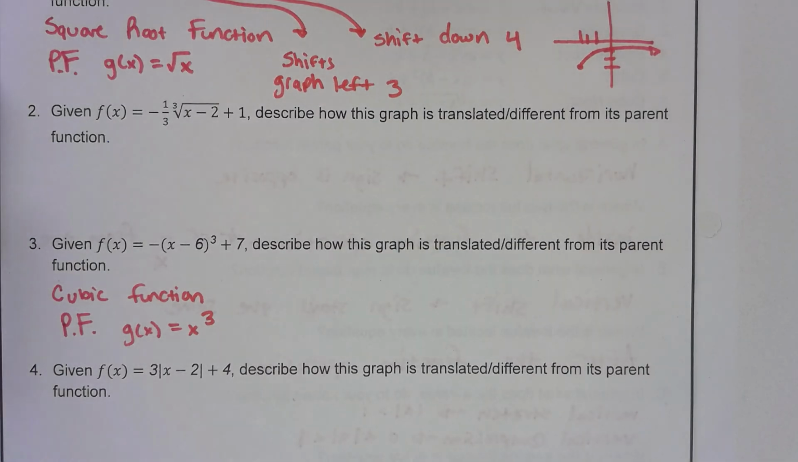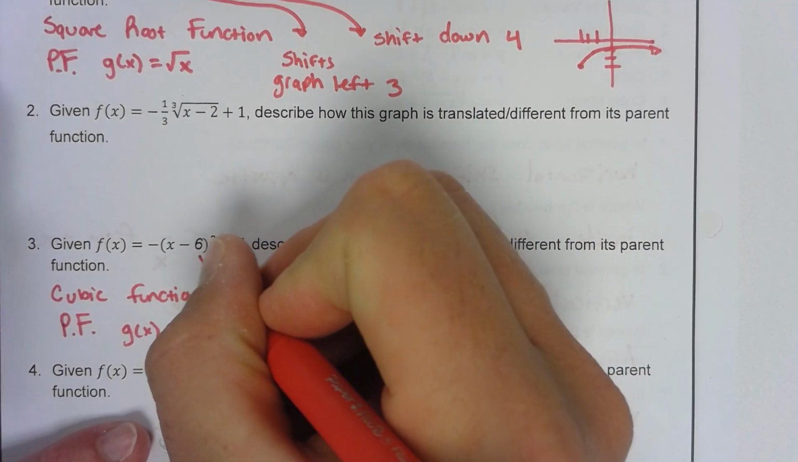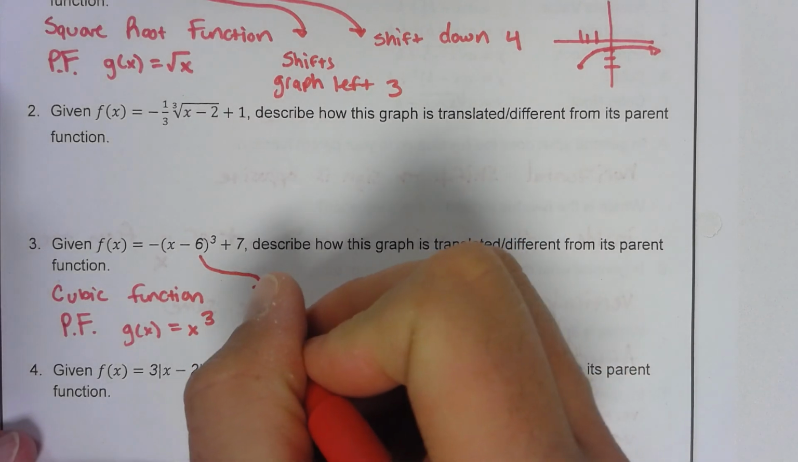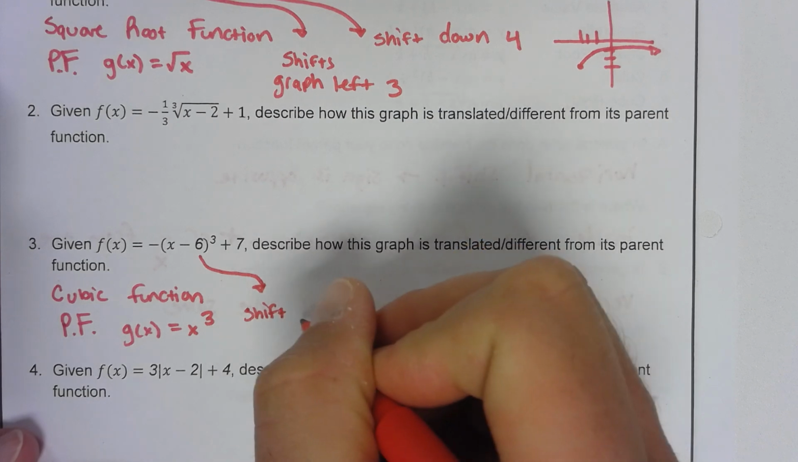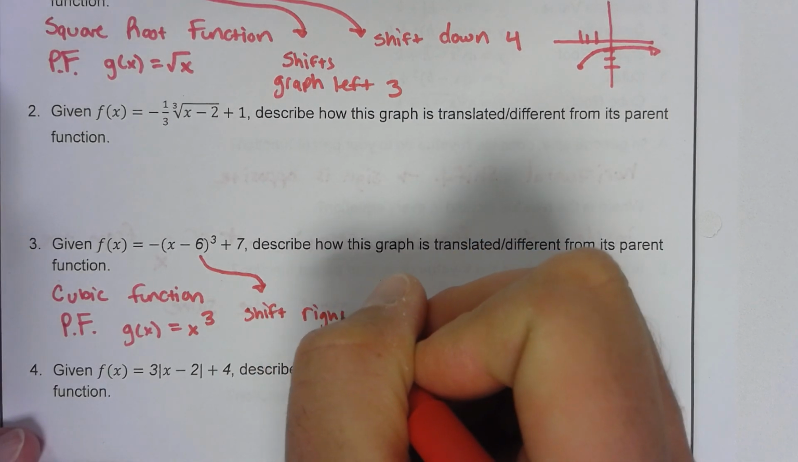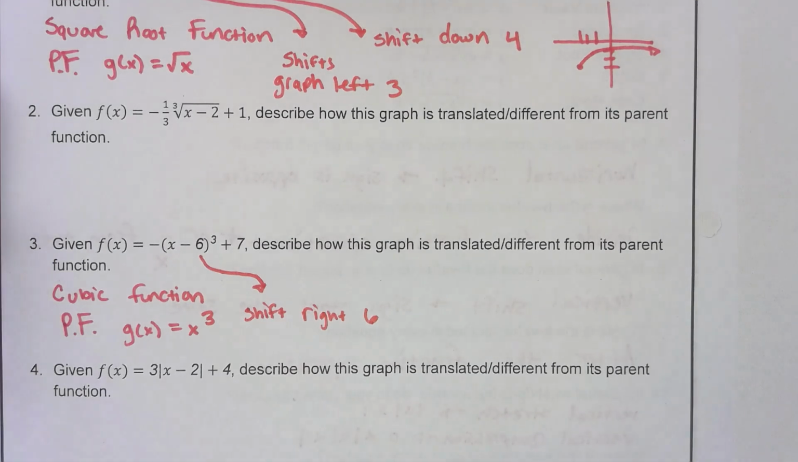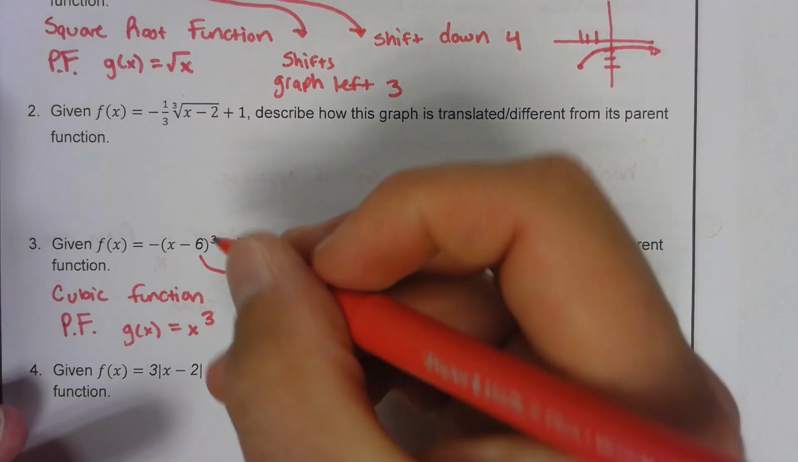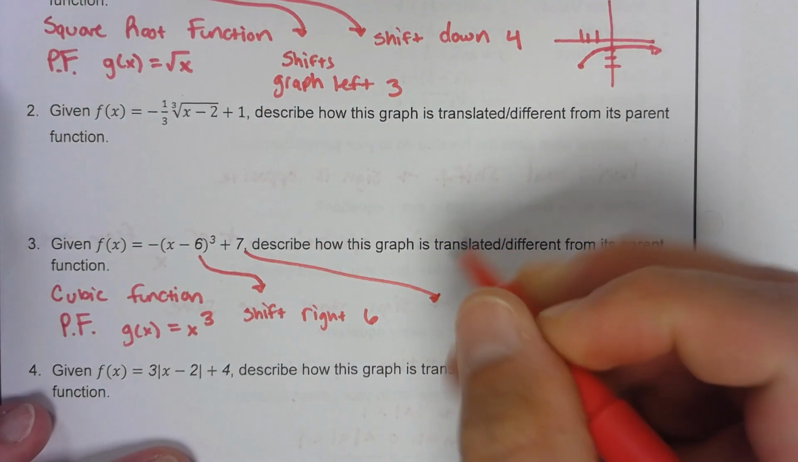So compared to what we did before, I think a lot of us could figure out that this 6 is our horizontal shift, and that's going to shift everything right. So shift right 6. The sign is opposite from what we think it should do. I would think the negative would shift it left, but it's the opposite, so it's moving everything right. Then the 7 shifts everything up 7.